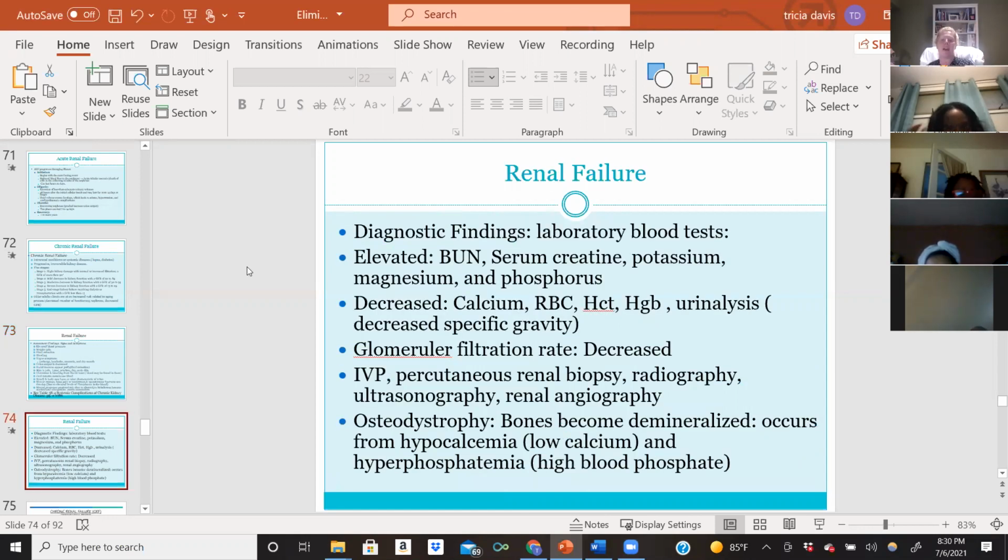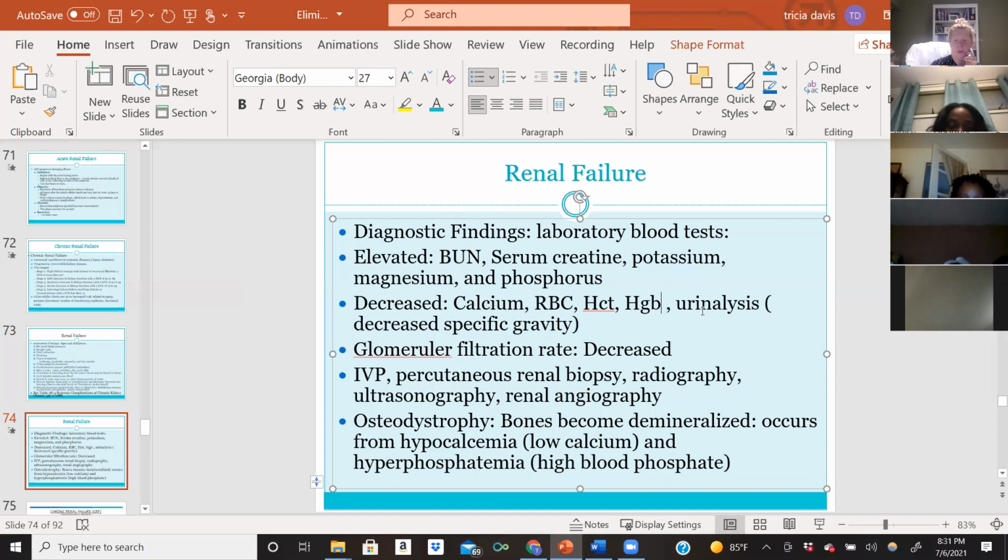So some diagnostic findings that we would look at are laboratory tests. Our BUN, our serum creatinine, our potassium, our magnesium, and our phosphorus are all going to be elevated. Decreased is our calcium, because remember, calcium binds to the phosphorus. Our red blood cell counts are going to be low. Our hematocrit, our hemoglobin, and our urinalysis, if we did one, is going to show a decreased specific gravity. The glomerular filtration rate is going to be decreased.